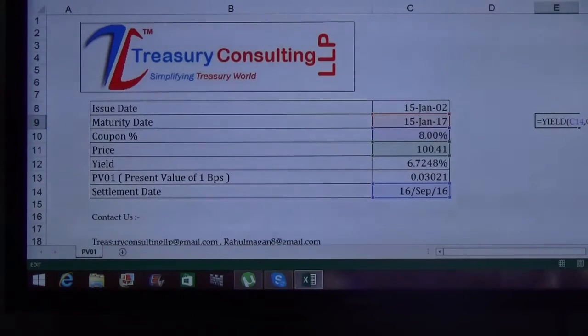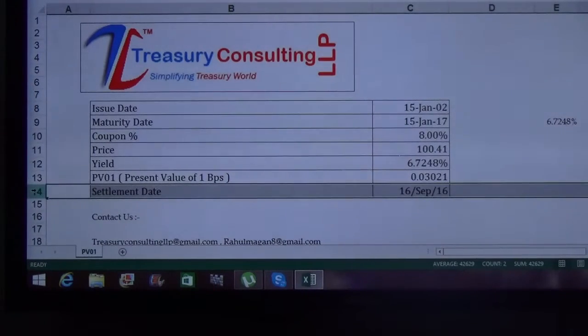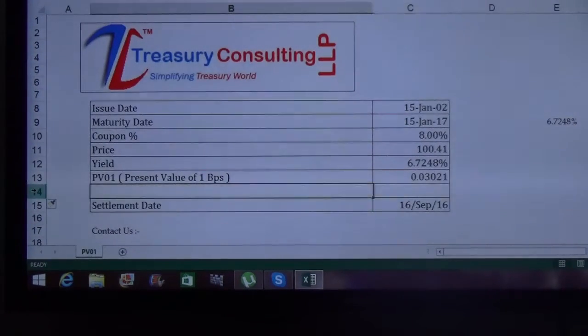Now we wanted to see what would be the impact on the bond price if the same yield were to decrease by 1 bips, or increase by 1 bips. This is certainly what we are interested in calculating. So let me insert a line here, Alt I R, and let me write here Control D. So I write present value of 1 bips plus, and this is present value of 1 bips minus.